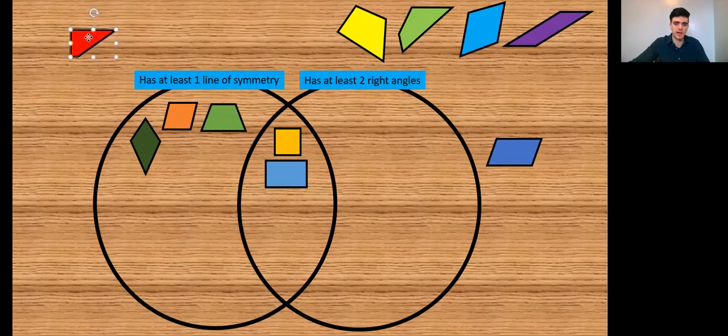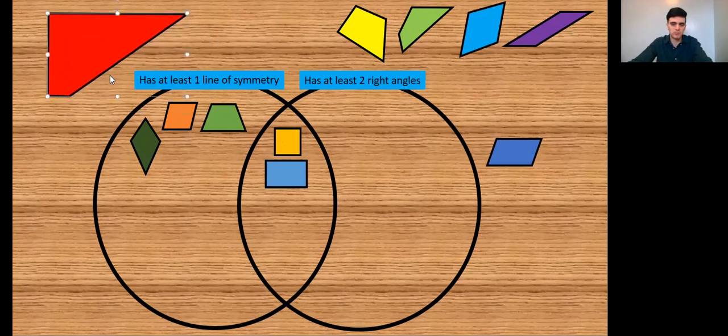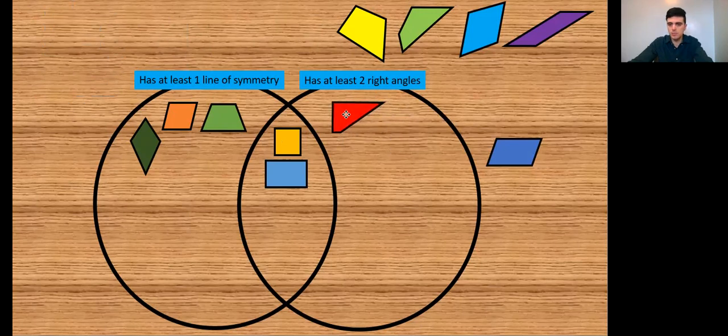Does this weird shape have a line of symmetry? Let's make it a little bit larger, just so we can see. I don't think so. Can't divide it down right here because it's got that little cutout here. Nope, no lines of symmetry. Does it have at least 2 right angles? Yeah, there's one right there, and there's one up here. Right there is a bad pun. So let's put it over here.